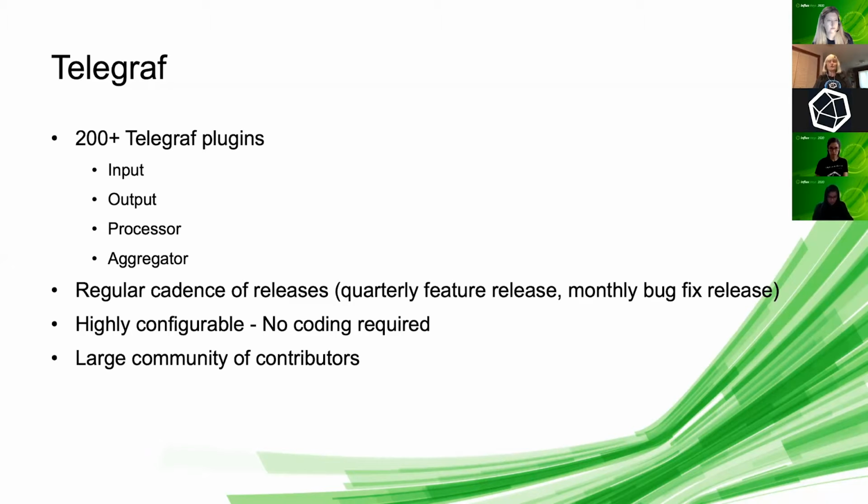Telegraph is an open source project. It's a very mature open source project. It's been around for quite a while. It releases on a regular cadence of quarterly releases with monthly bug fix releases. So 1.15 is just lined up and ready to go. If the Telegraph plugins happen to suit your needs, it really is the easiest approach. You can just configure it to work with your environment, work with your needs. You don't have to write any code. And we've been fortunate to have an extremely large community of contributors to the Telegraph ecosystem, which is what has led to having over 200 plugins in place already.